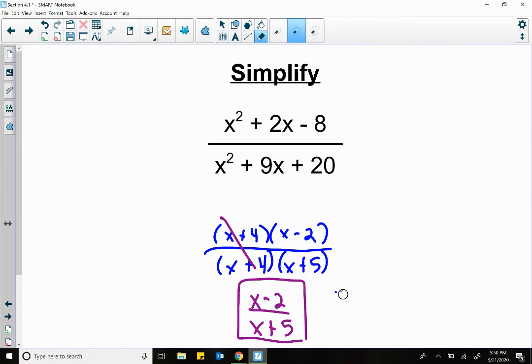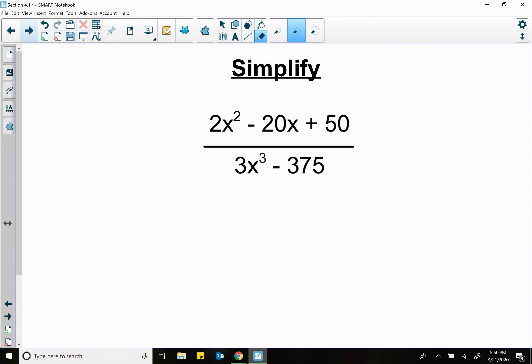That's all it takes to simplify. Cross off what's in common from top to bottom. Okay? Pause the video. Give this one a shot.